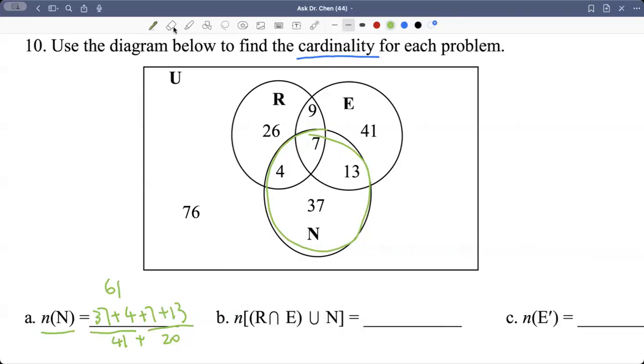Now let's see B. Cardinality of R intersect with E, then union N. Well, let's find R intersect E. R intersect with E is this, it's 9 plus 7, 16. But then union N.